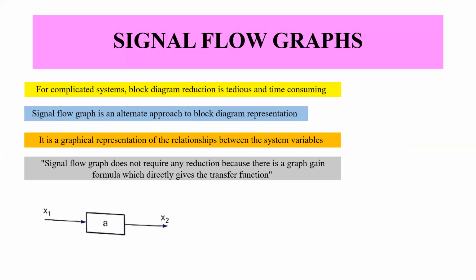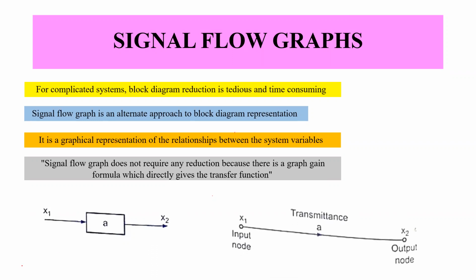So as you can see, this is a diagram wherein we have a block, and the gain of this block is shown here, right? So this is A, okay? In this particular representation, we have a system with gain A, and this has some input X1 and some output X2.